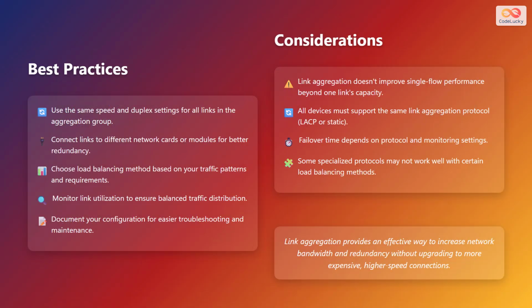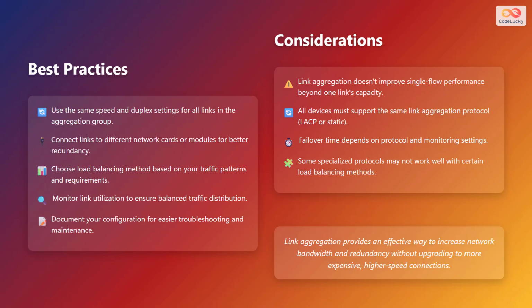Before you implement link aggregation, consider some best practices. Use the same speed and duplex settings for all links in the aggregation group. Connect links to different network cards or modules for better redundancy. Choose a load balancing method based on your traffic patterns and requirements. Monitor link utilization to ensure balanced traffic distribution, and document your configuration for easier troubleshooting and maintenance.